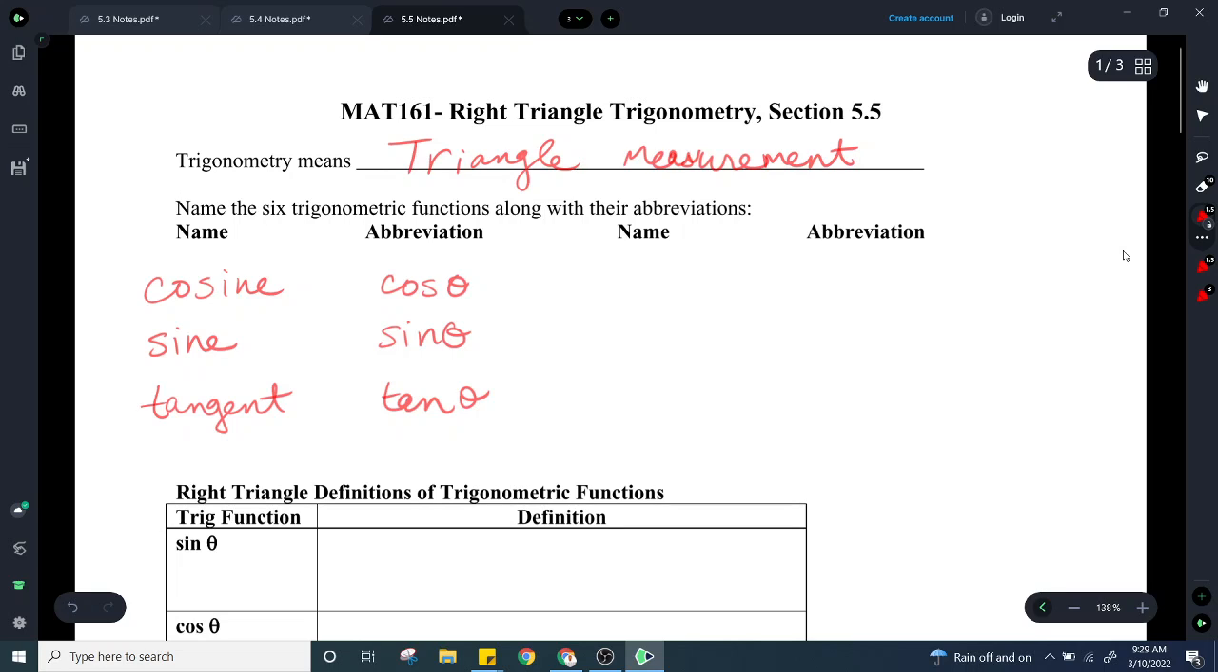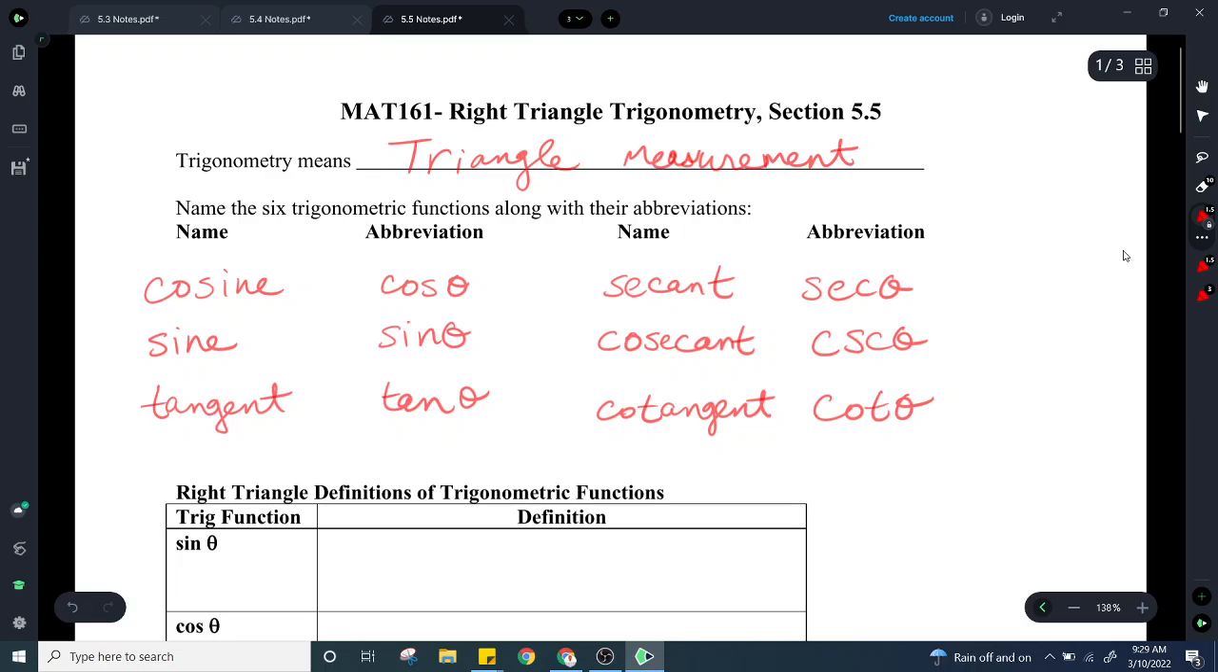And then the 3 reciprocal functions, make sure you know what is the reciprocal for what. So cosine, the reciprocal is the secant function. The abbreviation is SEC. Sine, the reciprocal is the cosecant function. Abbreviation is CSC. And then, of course, the reciprocal for tangent is cotangent, and the abbreviation is just COT of theta.